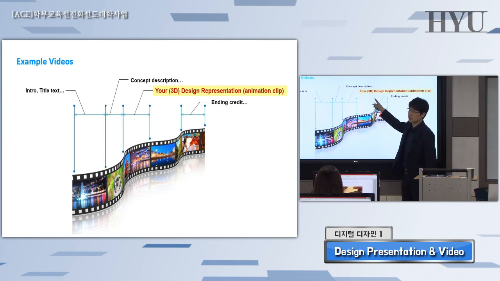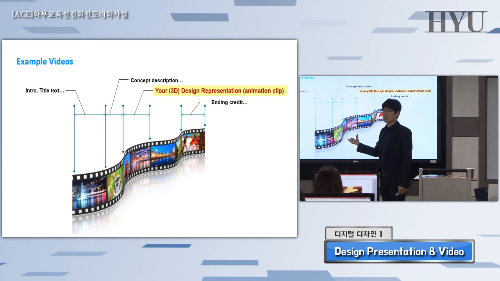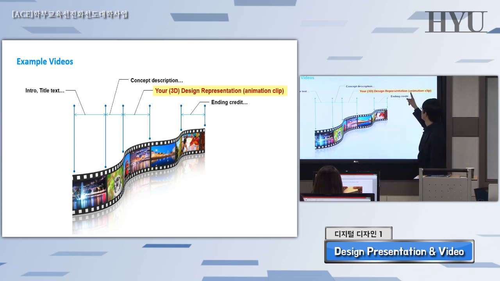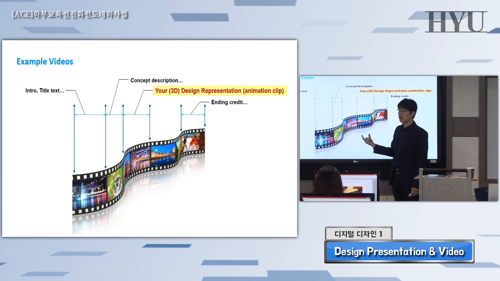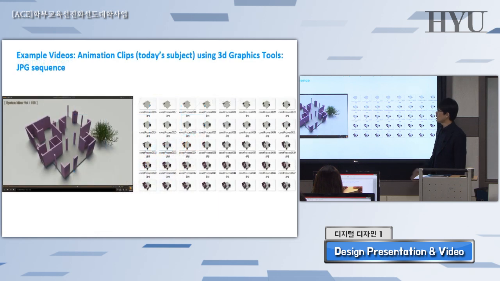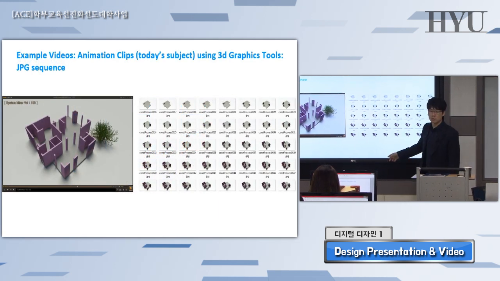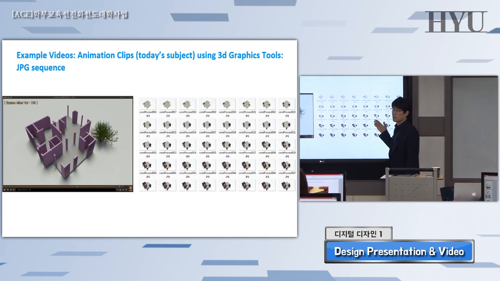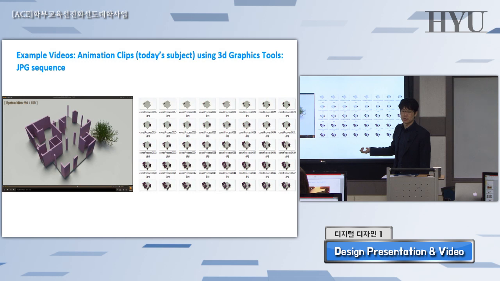Your design representation. If this is 2 minutes, probably this part is going to be 1 minute or similar. So your 3D design representation, animation clips, your high resolution rendering image, whatever it is, 10, 20, 30 seconds of your clips required, okay? That is why in today's lab exercise, we have reviewed how to make animation clips in Max. That is why you need to create this kind of JPEG sequence for better quality animation clip making, okay? That's the reason.